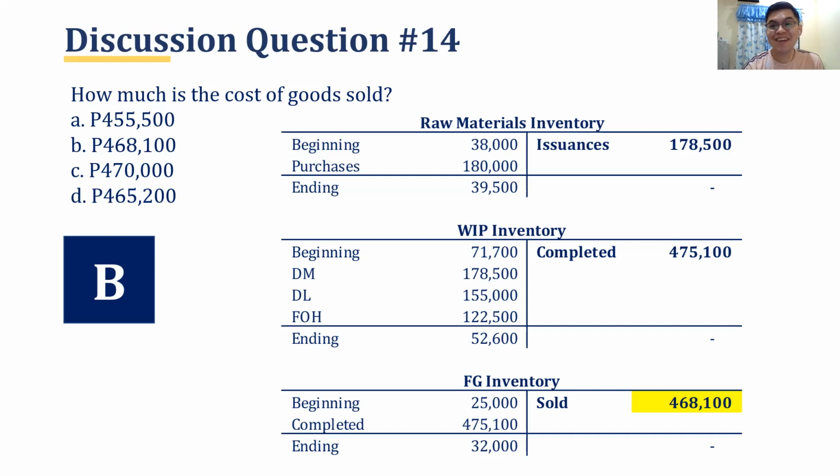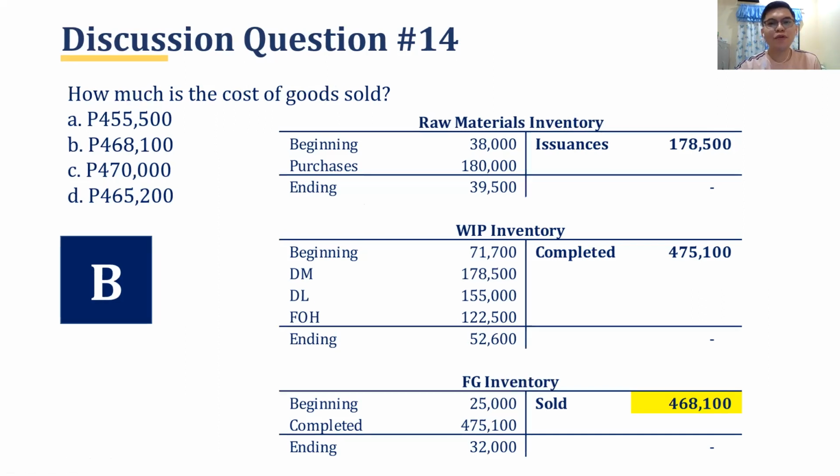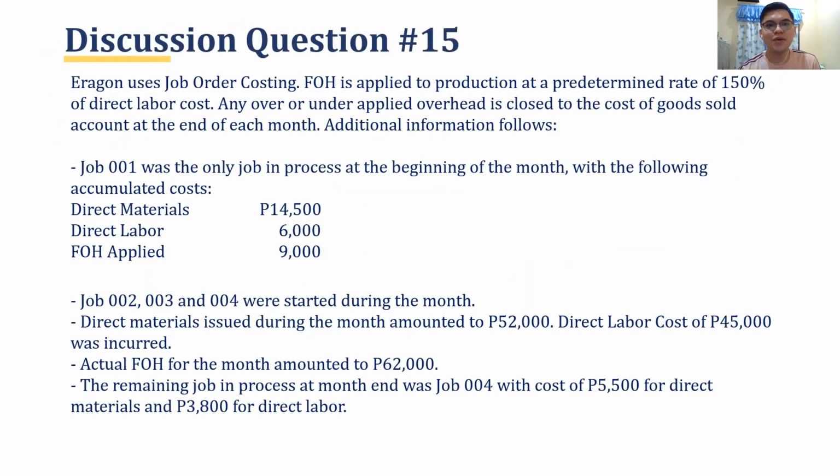Anyhow, naparami na naman ng kwento si sir ninyo. Ito, number 15. Let me read to you. Eragon uses job order costing. Now, factory overhead is applied to production at a predetermined rate of 100% of direct labor cost. Any over or under applied overhead is closed to the cost of goods sold account at the end of each month. Now, we have here additional information.